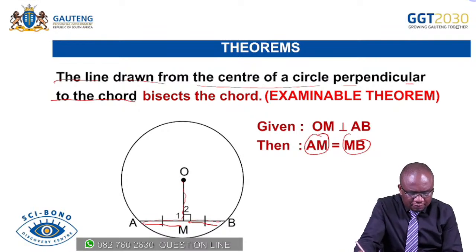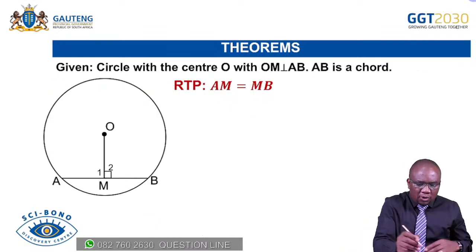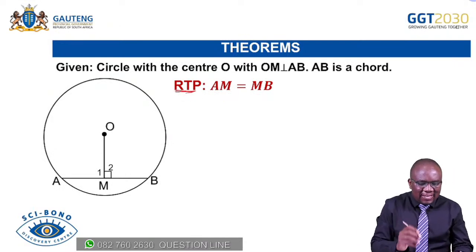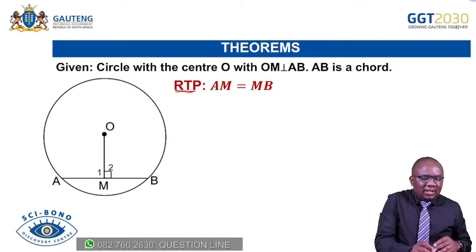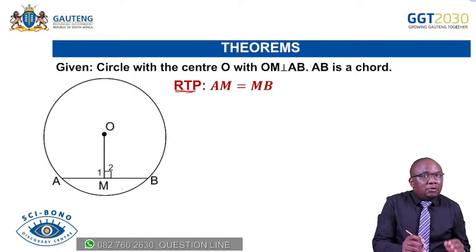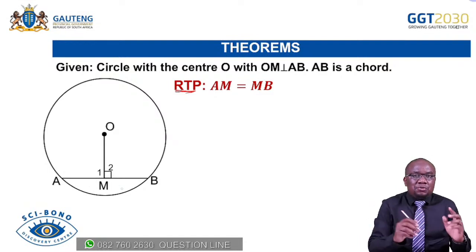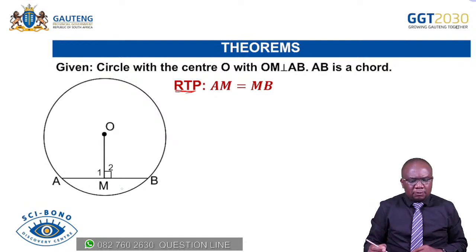Now, we need to prove this. Required to prove. We are required to prove that AM is equal to MB. Now, I'm not going to put the lines there because I haven't proved it. I have to prove it first, then I can put my lines to show that AM is equal to MB. Let's prove it. What do you do?